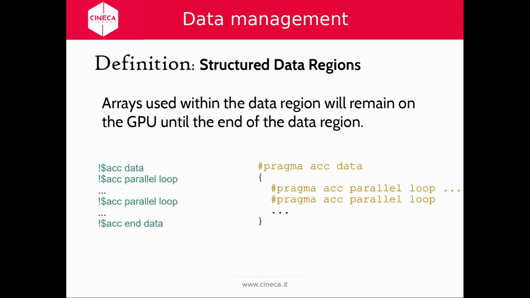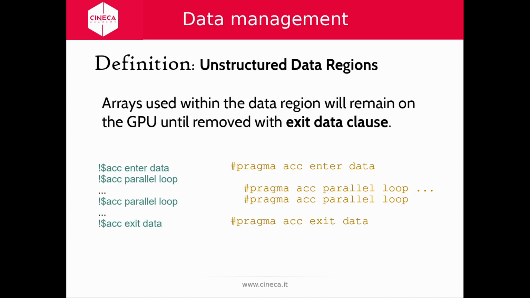So what if you want to keep the data on the device for a longer time? Suppose you have some initialization data, like the dimensions, or in our case the circles, right? And you want to keep them much longer than the scope of this data region, which is inside a function. You want to have it, for example in C++, in the initialization of the class, and maybe you want to remove them when you finalize, when you destroy, in the destructor. So for this, we have unstructured data regions.